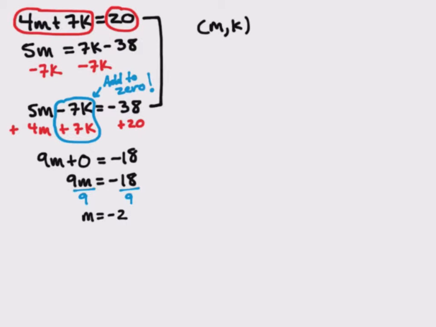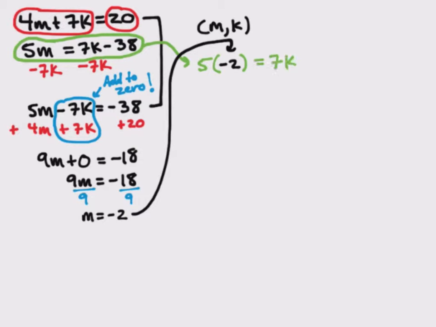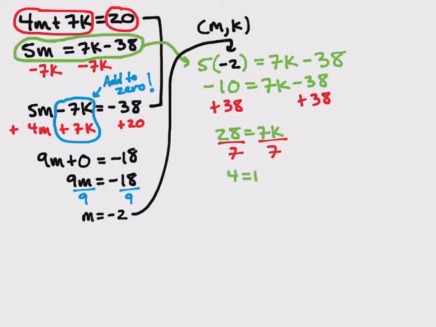So, if there's a solution, if both of these equations are true at the same time, then it must be the case that the m value is negative 2. And now that we've got the m value, we can substitute that into either of our equations to find the k value. And so we find the k value to be 4, and the solution to this system of equations is the ordered pair negative 2 comma 4.